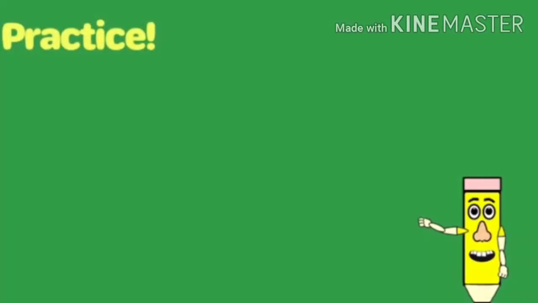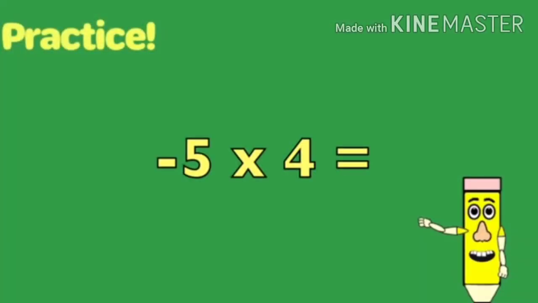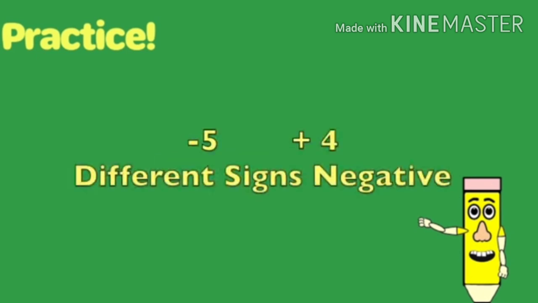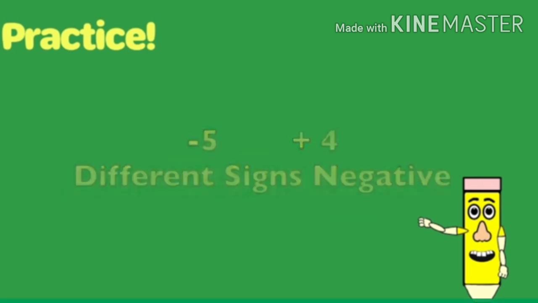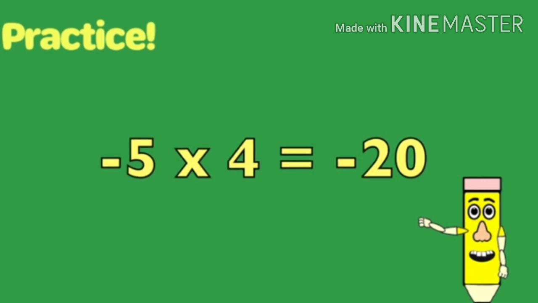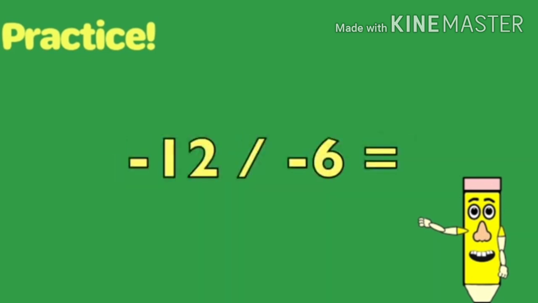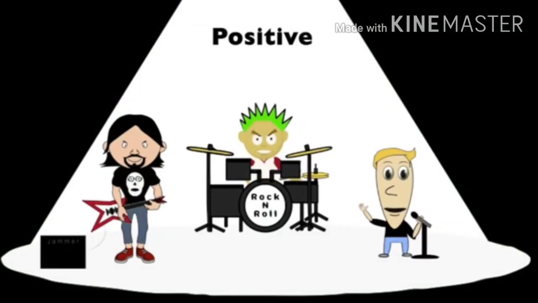Now let's practice a problem or two. Minus 5 times 4, what do we do? We look at the signs, then we multiply. Since they are different, it will be negative. But what if I had minus 12 divided by minus 6? Sing it, same signs positive, different signs negative.